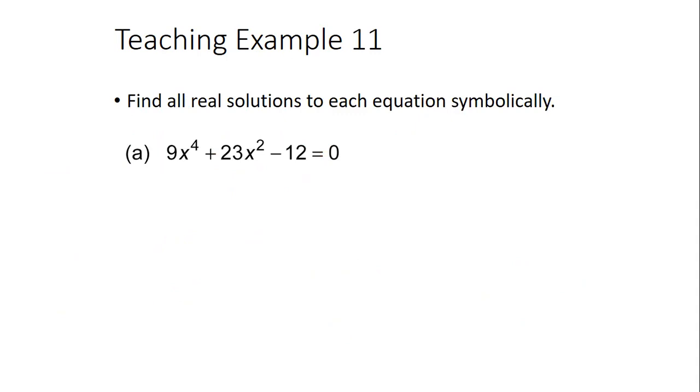Here we go. Now we have 9x to the 4th plus 23x squared minus 12. This is a special case quadratic. I call it a special quadratic. It's not really a quadratic, but it can be mimicked as a quadratic. How do I know that? It's because when you look at your powers, it is in the same pattern of a quadratic.